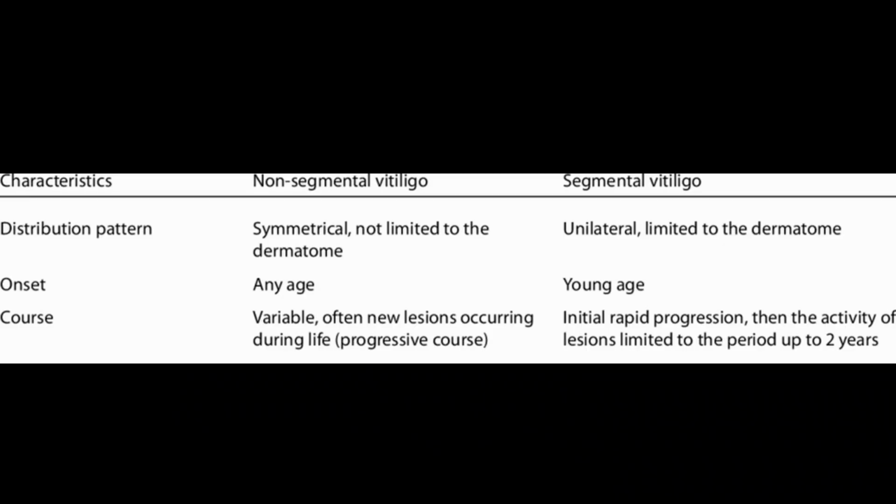And having a completely different mechanism of action, being autoimmune, meaning non-segmental is autoimmune, it can cross the midline, it can be bilateral, and actually it usually is bilateral, as opposed to being unilateral on one side of the body in segmental vitiligo. So, segmental vitiligo, one side of the body, non-segmental, two sides, usually.